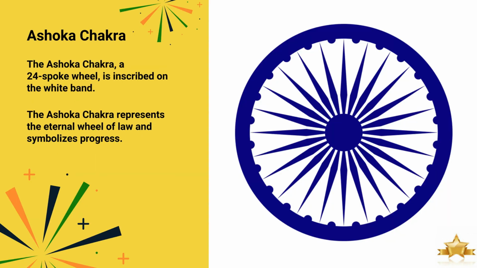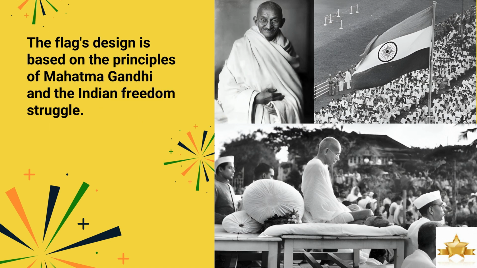The Ashoka Chakra, a 24-spoke wheel, is inscribed on the white band. The Ashoka Chakra represents the eternal wheel of law and symbolizes progress. The flag's design is based on the principles of Mahatma Gandhi and the Indian freedom struggle, as well as the principles of the Indian Constitution.